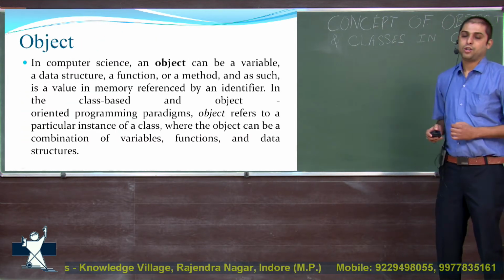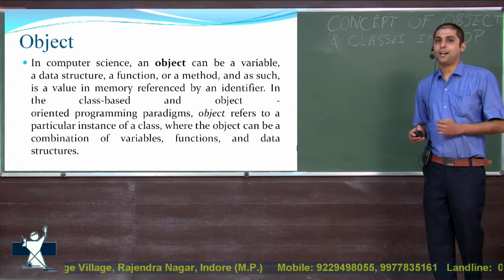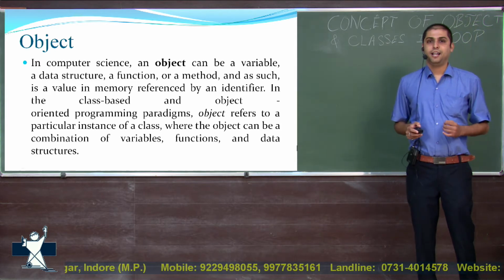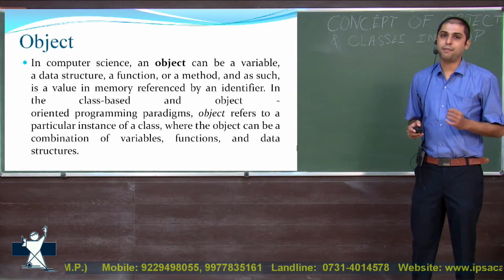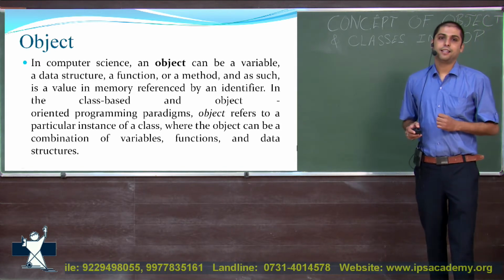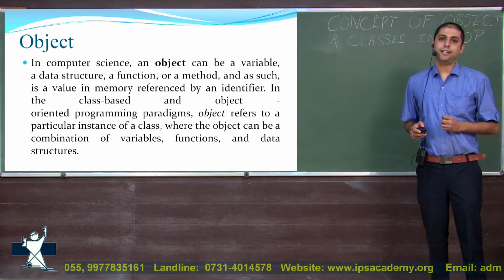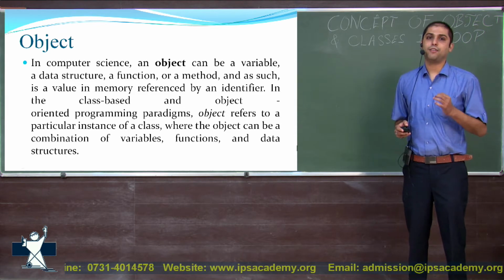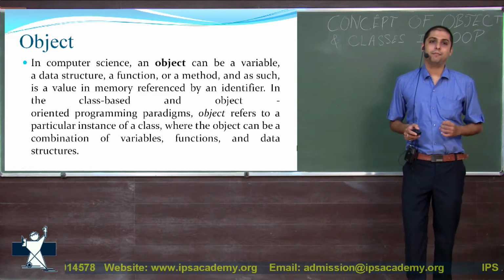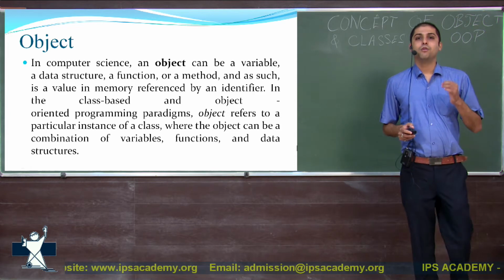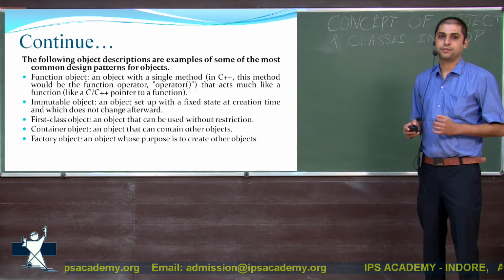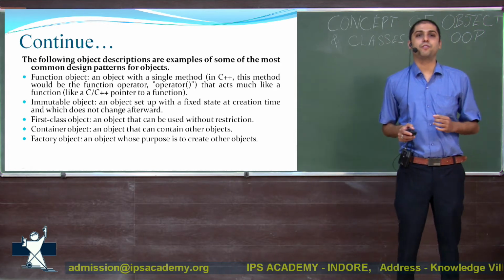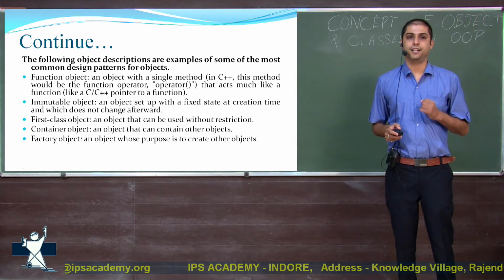What is an object? In computer science, an object can be a variable, a data structure, a function, or a method, and as such is a value in memory referenced by an identifier. In the class-based object-oriented programming paradigm, the object refers to a particular instance of a class, where the object can be a combination of variables, functions, and data structures. The following object descriptions are examples of some of the most common design patterns for objects.